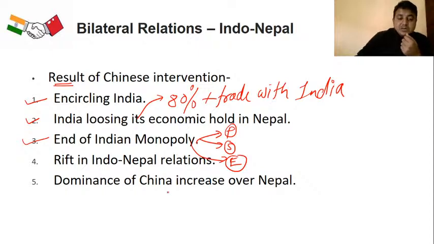Economic, end of economic monopoly we already mentioned, many times. That is one example. Indian Oil was the sole supplier of petroleum products, and because of this economic blockade, there is an end of that. Now, Indian Oil is also providing oil to Nepal along with China Petro or PetroChina.